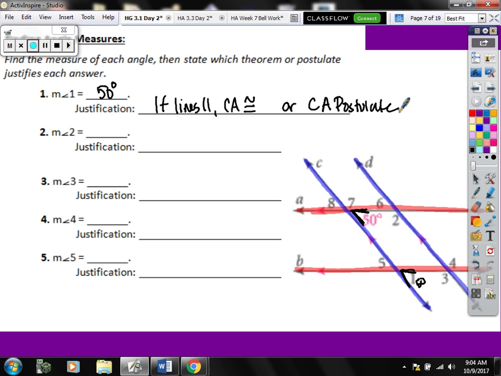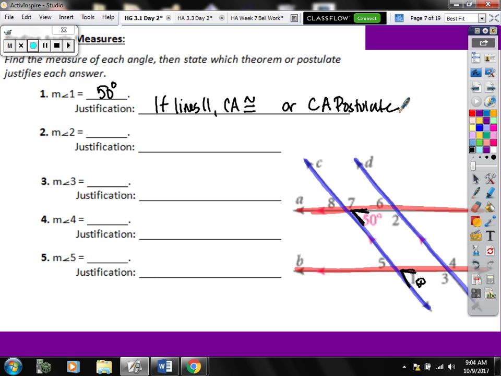Now when we get into section 3.2, we're going to be talking about the converse. Who remembers what the converse does? Flips the hypothesis and the conclusion. So in section 3.2, we'll be saying if corresponding angles are congruent, then lines are parallel. That's why we learned all that sentence stuff earlier in chapter 2. If you do it this way, you'll end up having to write like the converse of the corresponding angles postulate. Just as a heads up.